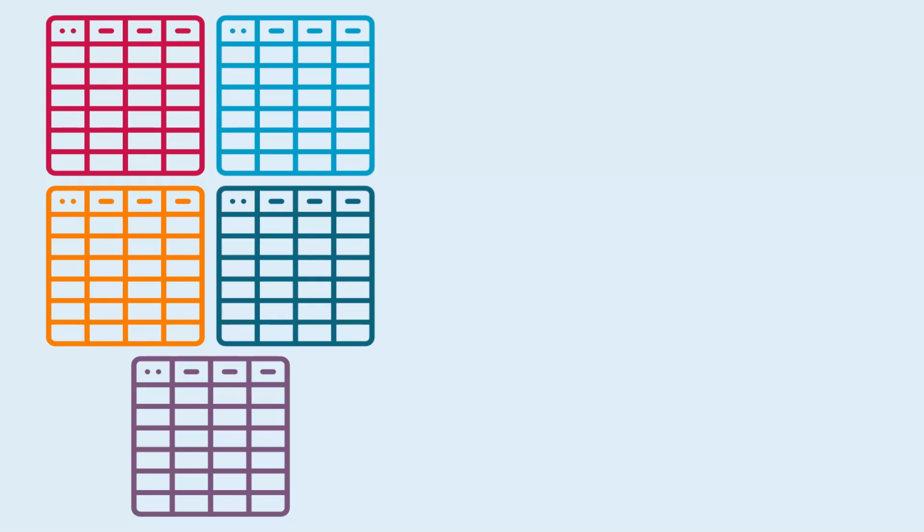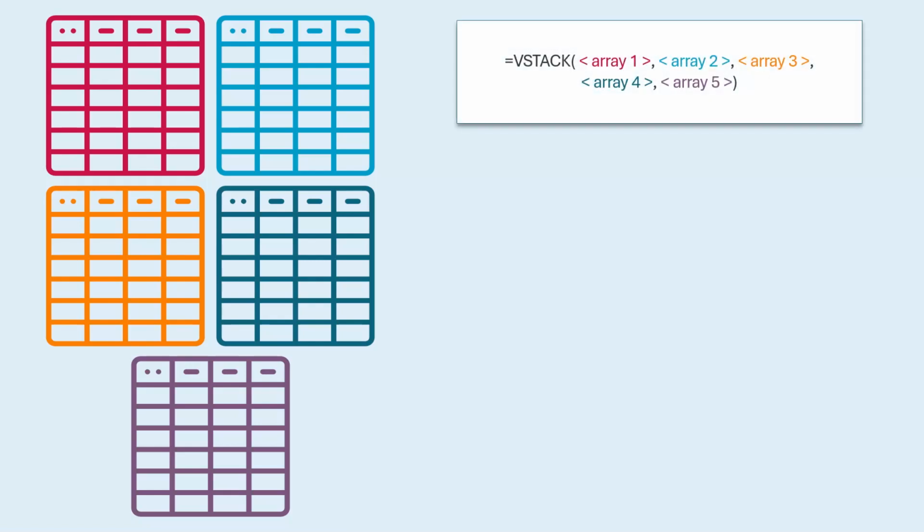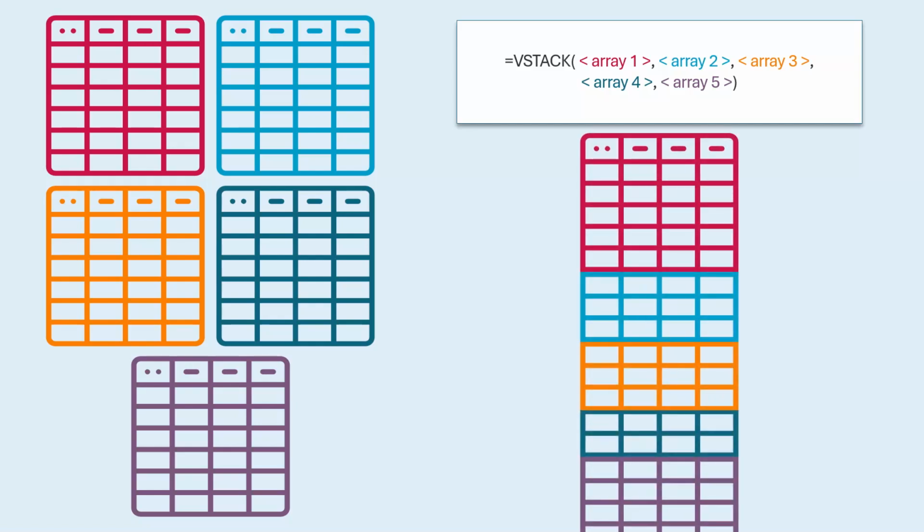But, as we've talked about, VStack, or vertical stack, is a really simple function. All you do is you say, hey, let's take array number 1 and array number 2 and array number 3 and however many you've got, and vertically stack them on top of each other. Which ends up looking a little bit like this, right? You get one big table with all the data in it.